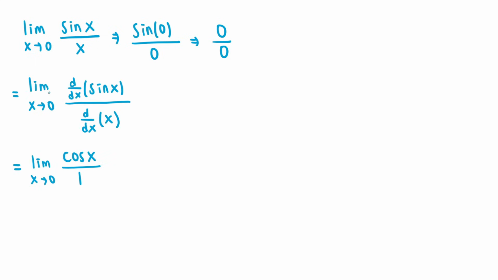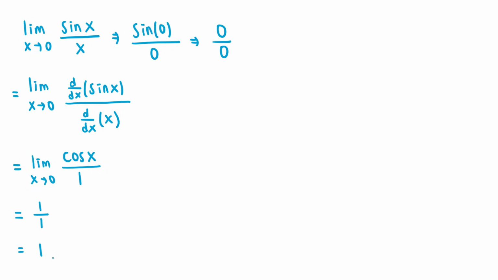So this means the limit is equal to the limit as x approaches 0 of d by dx of sine of x over d by dx of x, which equals the limit as x approaches 0 of cosine x over 1. If we plug in 0 into this new limit, cosine of 0 equals 1, so the limit is just equal to 1 over 1, which equals 1. So the limit is just equal to 1, right?